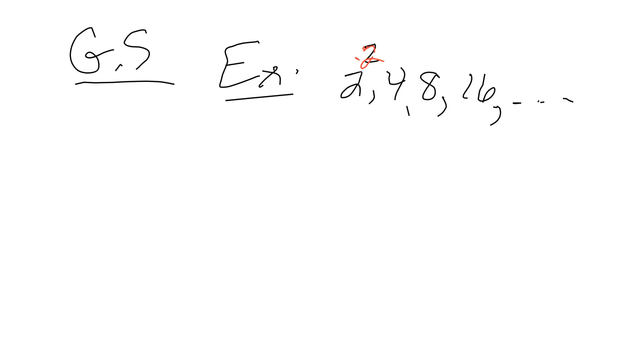So I multiply by 2 to get to the next one, multiply by 2 to get to the next one, multiply by 2 to get to the next one, multiply by 2 to get to the next one. So obviously the next term is going to be 32, right?